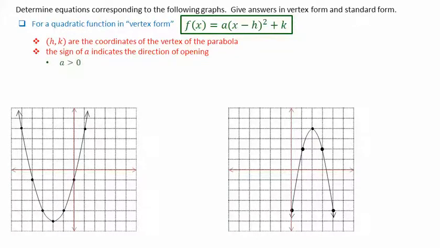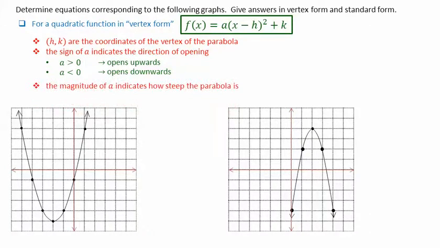If a is greater than 0, then the parabola opens upwards. If a is less than 0, then it opens downwards. The magnitude of a indicates how steep the parabola is. For example, for a equals 3, this would correspond to a vertical stretch by a factor of 3 relative to the basic y equals x squared parabola.